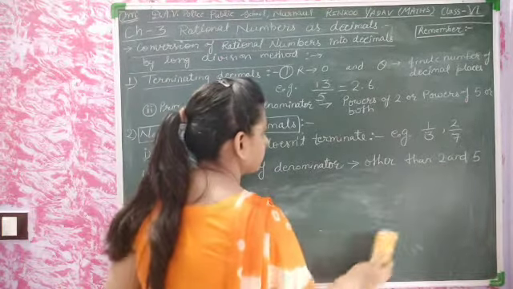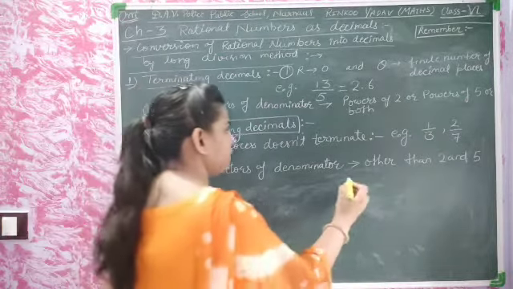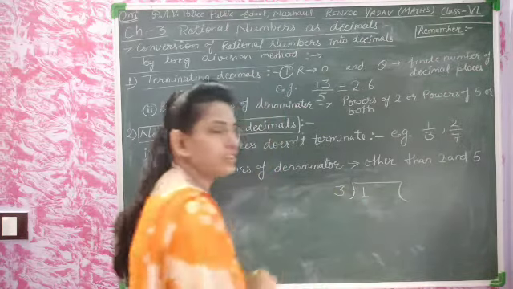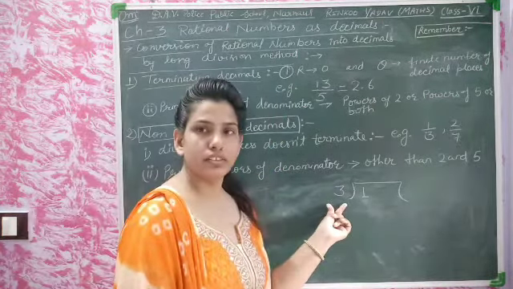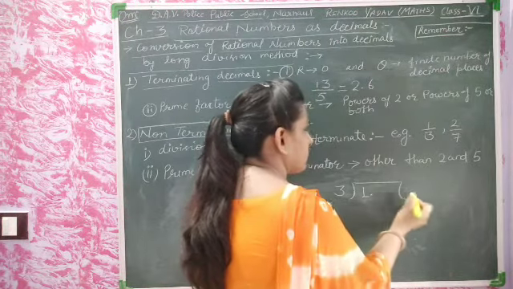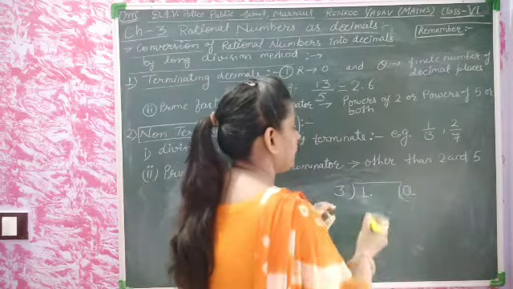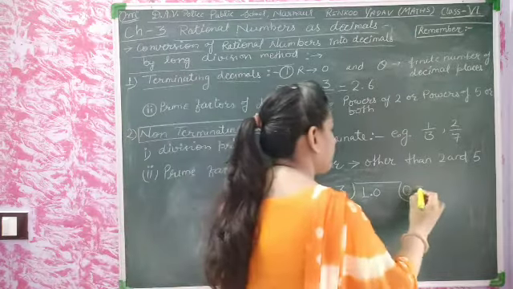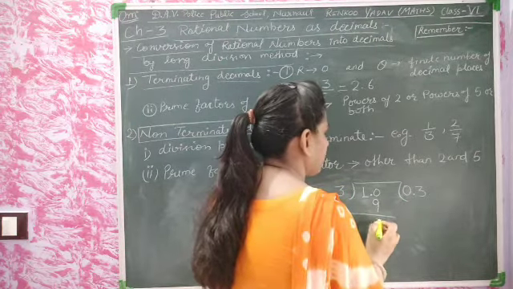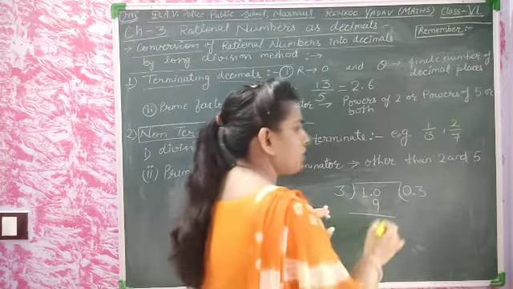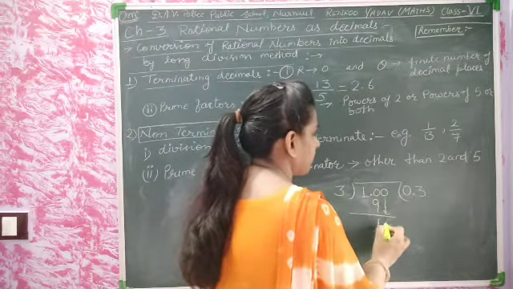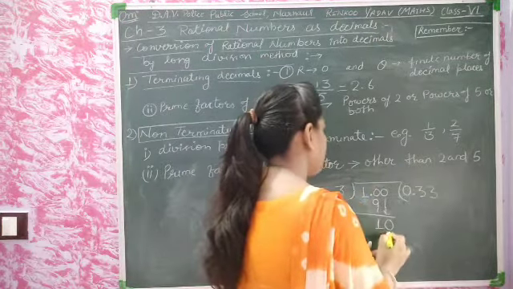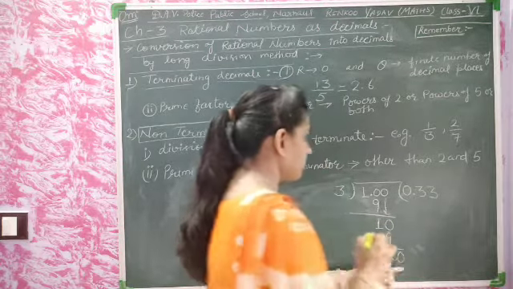Let's see. There is 1 by 3. 1 by 3 means 1 is divided by 3 here. But it doesn't divide, so we place a decimal point here and also in the quotient, and then we put a 0 here, and 3 threes are 9. 10 minus 9 is 1. Now again we place a 0. Now again 3 threes are 9. Now again we have placed a 0.